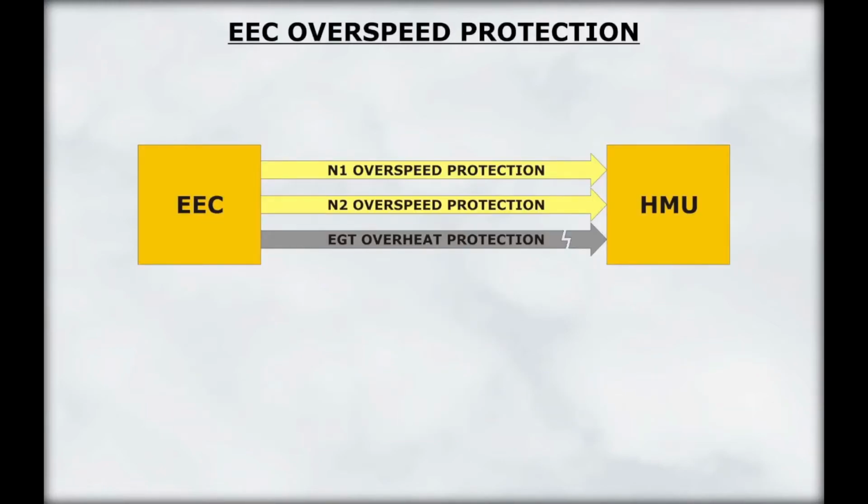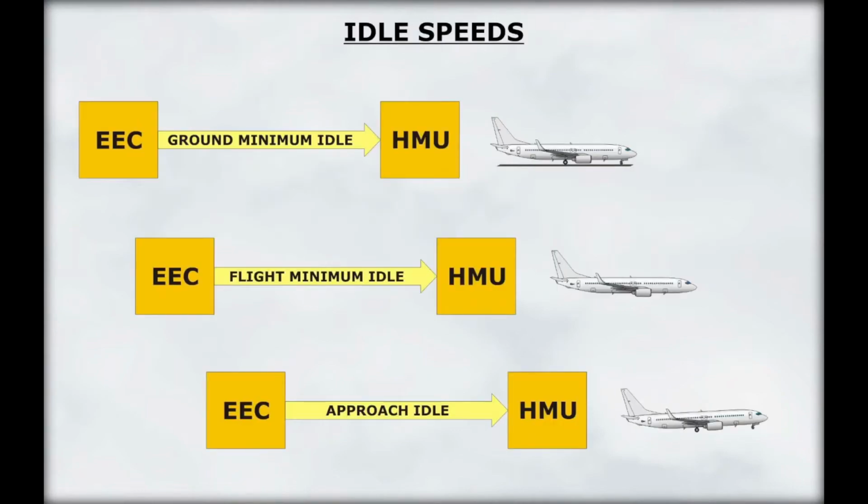The EEC will provide N1 and N2 overspeed protection while it is operating in both the normal and alternate modes. However, the crew is responsible for maintaining the EGT within limits. The EEC will idle the engine at 3 different speeds. These speeds are referred to as ground minimum idle, flight minimum idle, and approach idle.